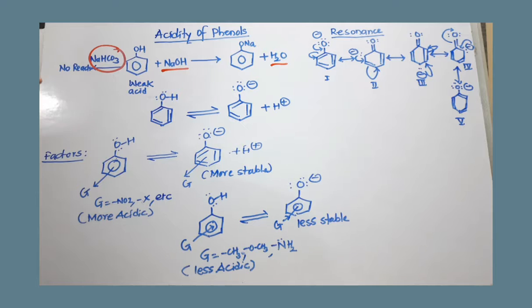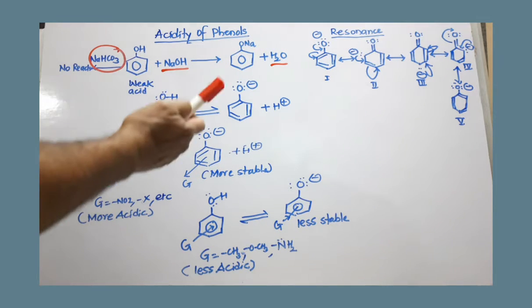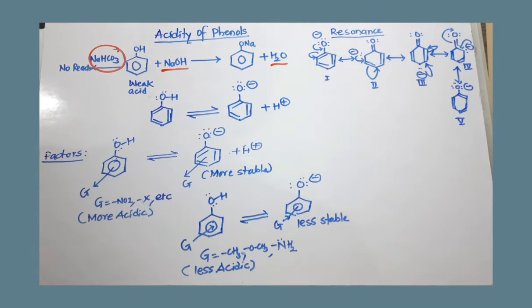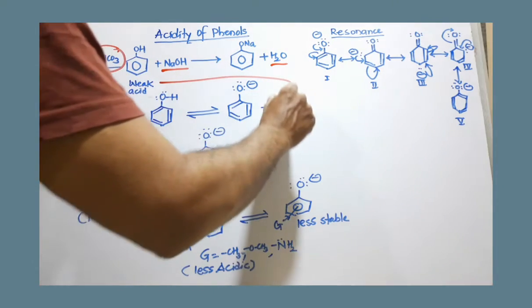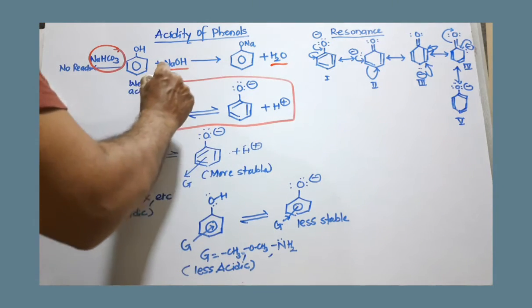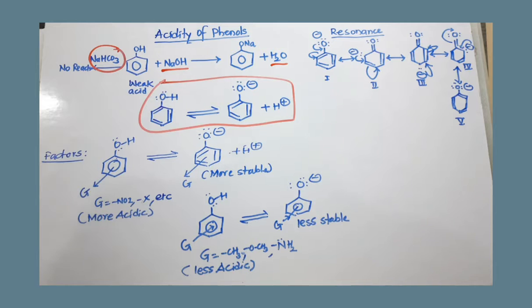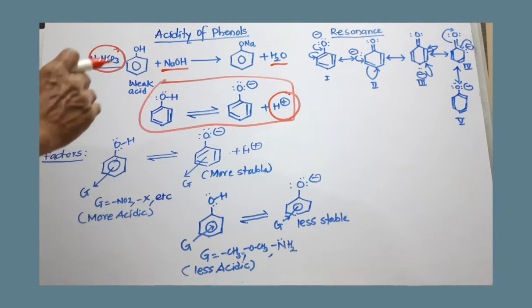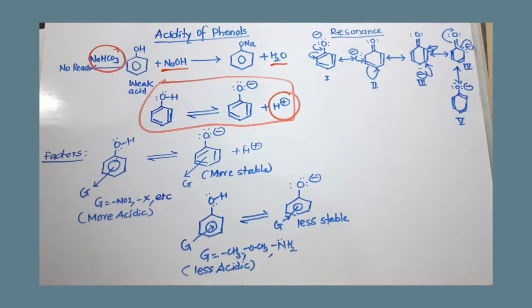So one thing is clear from this reaction: phenol is acidic, but weaker than carboxylic acid and more acidic than alcohol. Secondly, you have to focus more on this reaction, on this ionization, if you want to consider its acidity. Any acid can give an H plus ion. The same is happening with phenol. So phenol can give an H plus ion and form the phenoxide ion.